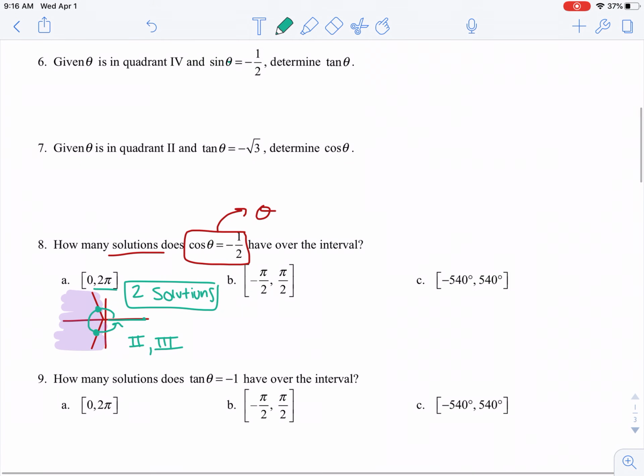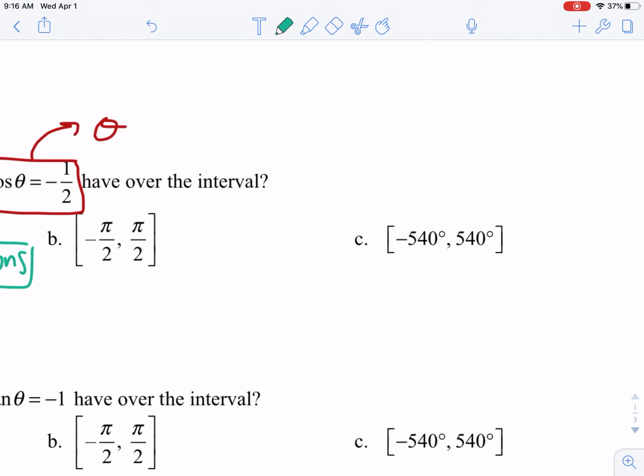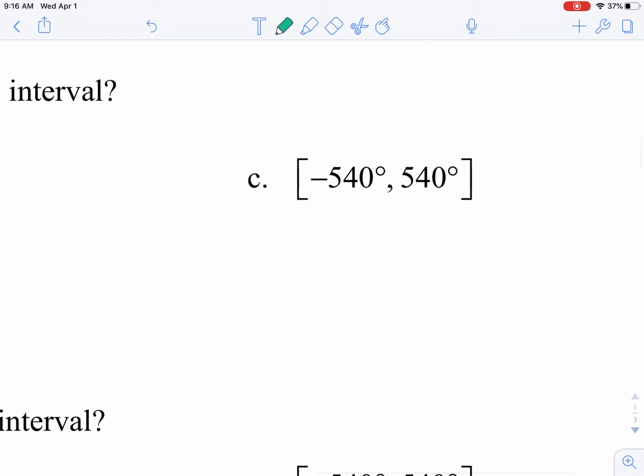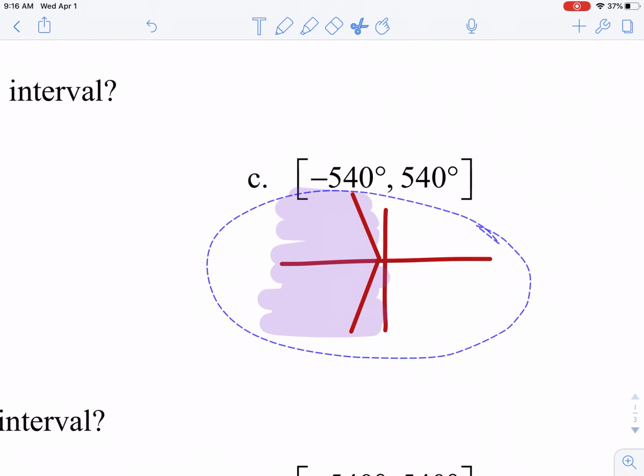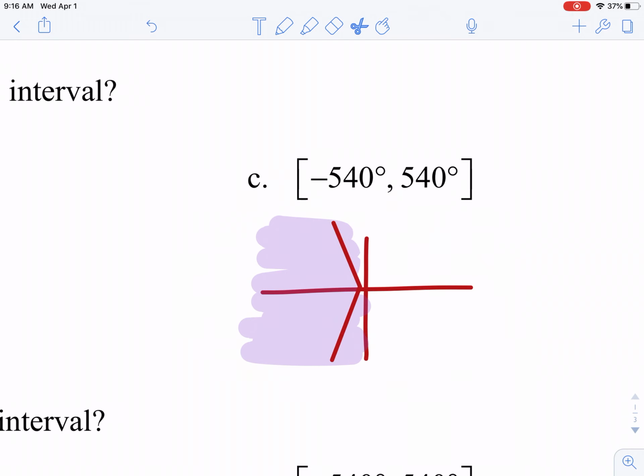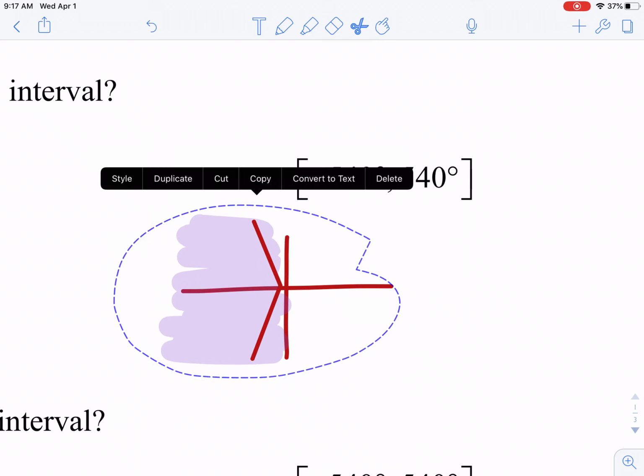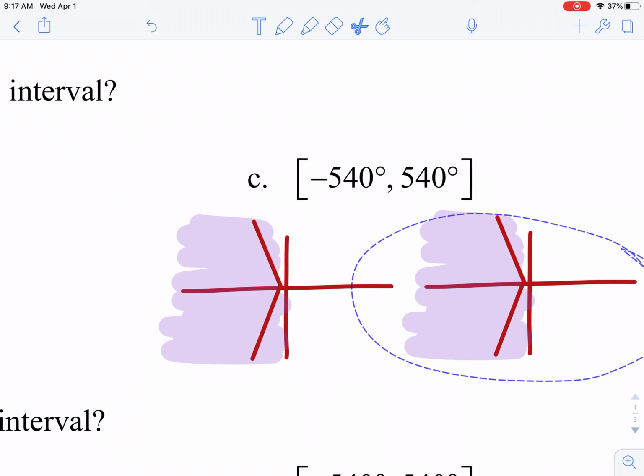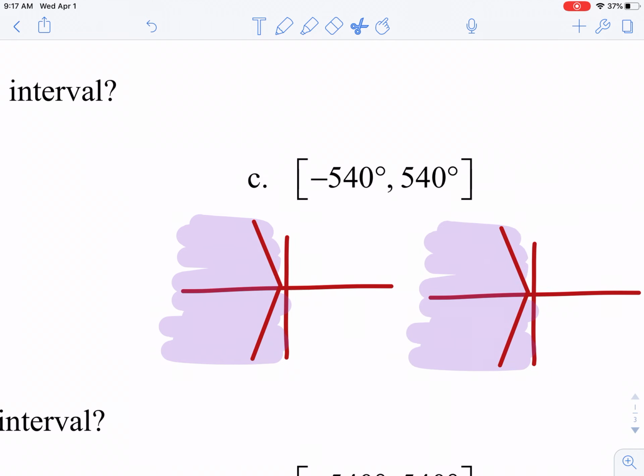Now, let's think about when our interval is not 0 to 2 pi, because like we said, we know there's more angles out there. So I'm going to use this same drawing to help me start thinking about this. I'm going to think about all the angles that are coterminal with these two between negative 540 degrees and 540 degrees. And to help myself, I'm going to actually split this into two parts.